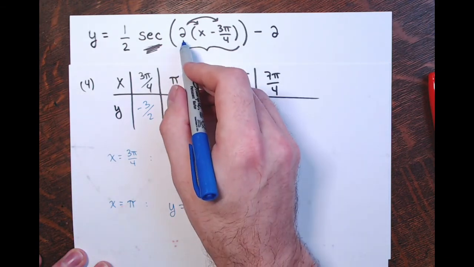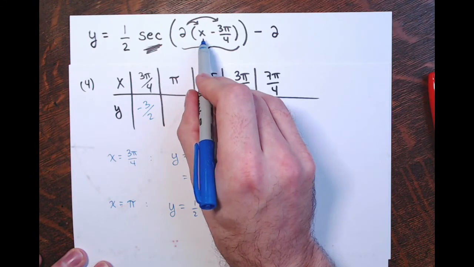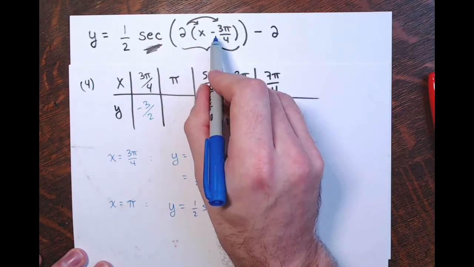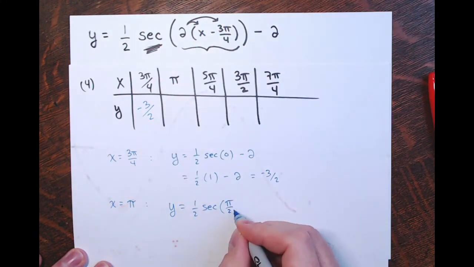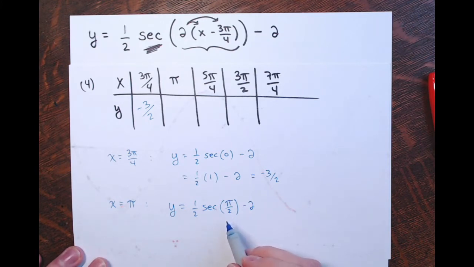Oh, and then times 2 would be pi over 2. Sorry, this should be pi over 2. Pi minus 3 pi over 4 is pi over 4, and then times 2 would be pi over 2. All right, so I have the secant of pi over 2, and then minus 2 times half the secant of pi. Now the secant of pi over 2 is undefined.